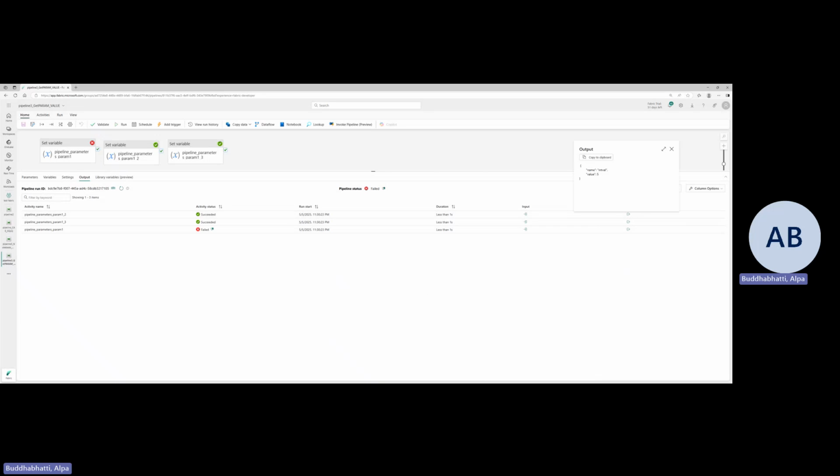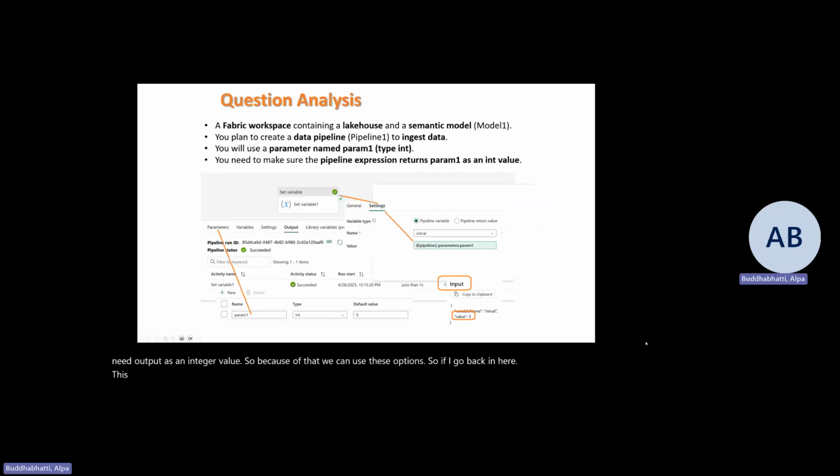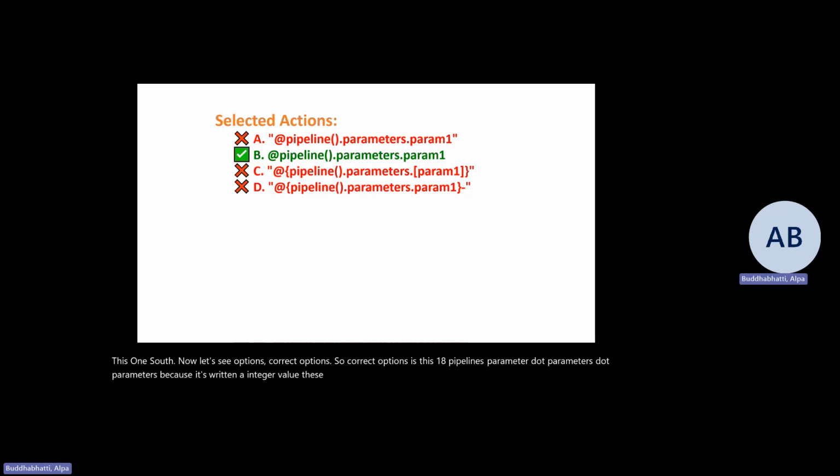If I go back here, now let's see the correct options. The correct option is this one: pipeline().parameters.param1, because it returns an integer value. These three are incorrect because you cannot use brackets there. It will give you syntax errors and your pipeline will fail. So this one is not correct.